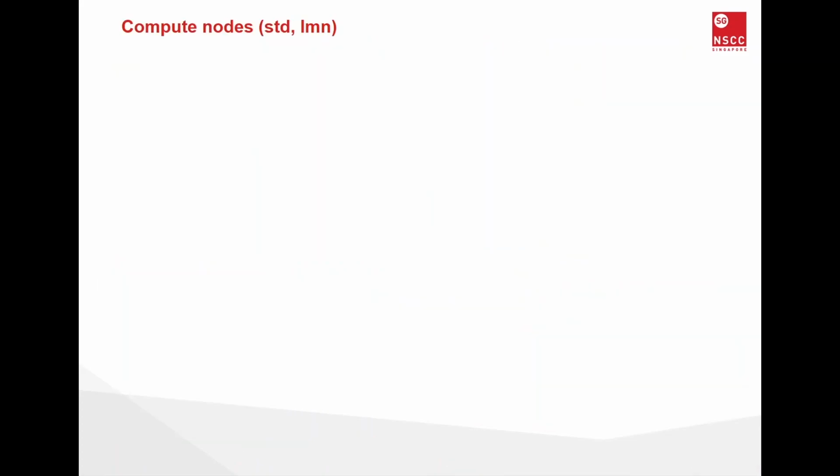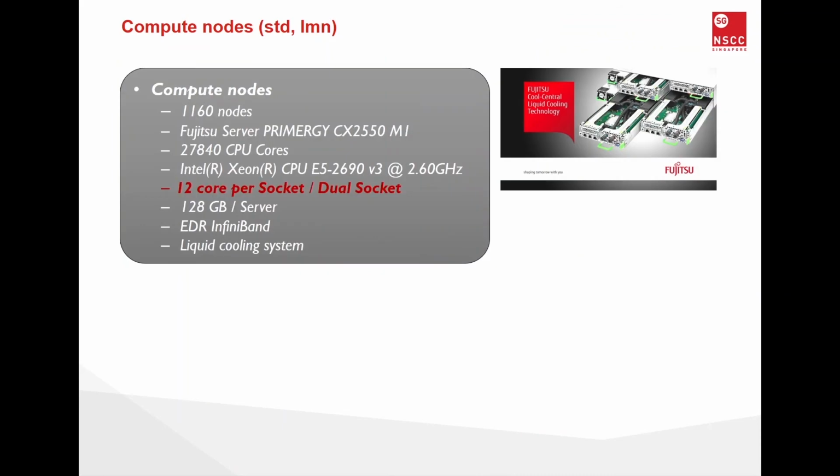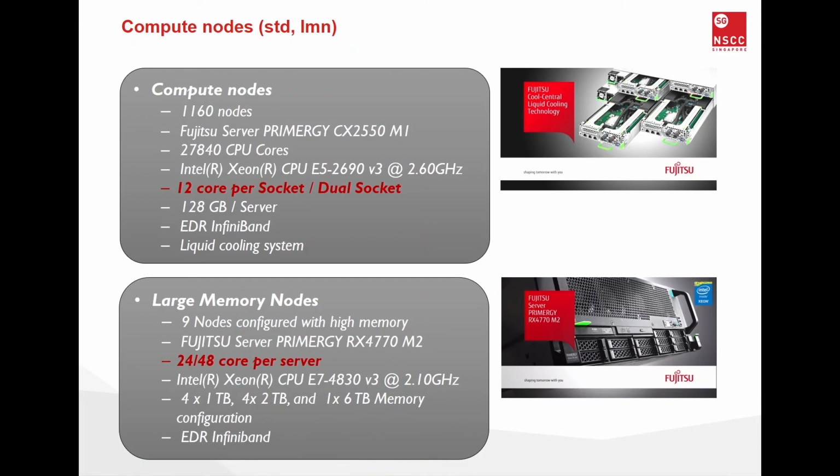Moving forward, let's see a little more depth on the configuration of hardware components. First up, we have STD and LMN nodes. The configuration is the same for all STD nodes. The STD, or standard, compute nodes are built on Fujitsu hardware. The model used for the compute nodes is CX2550M1 servers, each with 12 cores and dual sockets, making 24 cores in total per server.